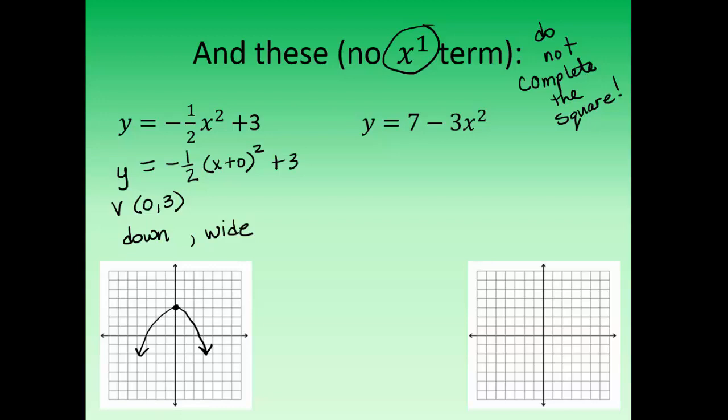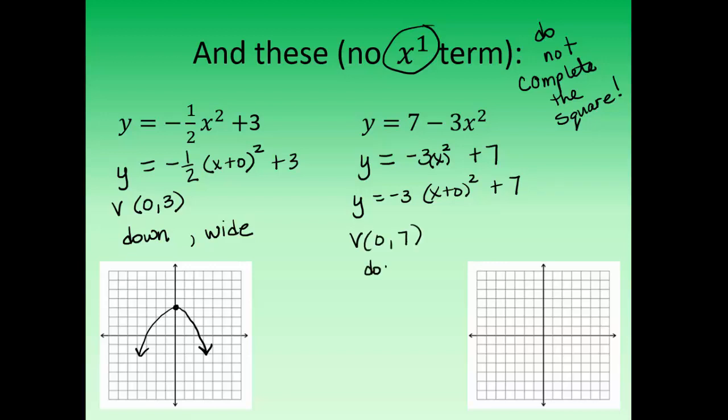All right, let's look at the last one. Now, it's really common to be given equations where the positive term comes first, even though it's not the x squared, but we can rearrange that. Let's put it in order of descending powers instead. So now we've got this. Since there's no x to the 1 term, we don't need to complete the square. We've already got the squared part right there. So this is like negative 3 times x plus 0 squared plus 7. The vertex must be at 0, 7.